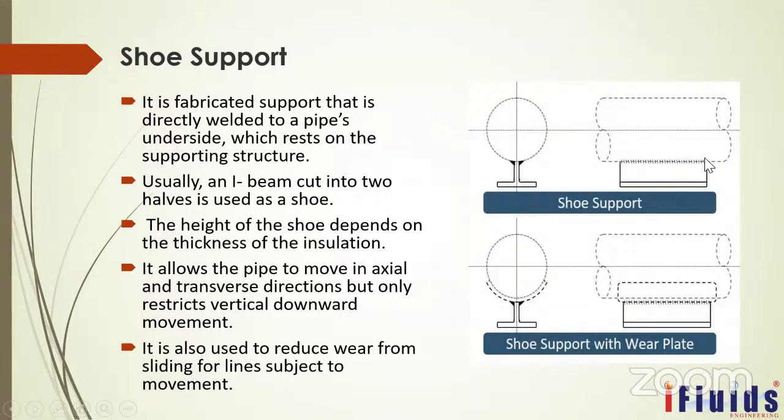This is the cross-sectional view. You can see here, we will do continuous welding according to the diameter of the pipe and the load of the pipe. We will design this kind of support. Usually an I-beam is cut into two halves and used as a shoe. You see here, this is the shape. We normally cut it from the I-beam. Generally, an I-beam is a ready-made support structure available in different sizes. Based on the load and the diameter of the pipe, we will choose the I-beam.